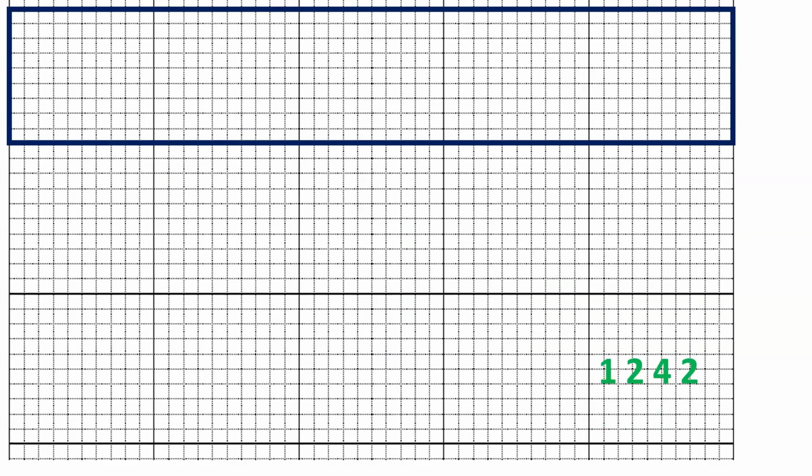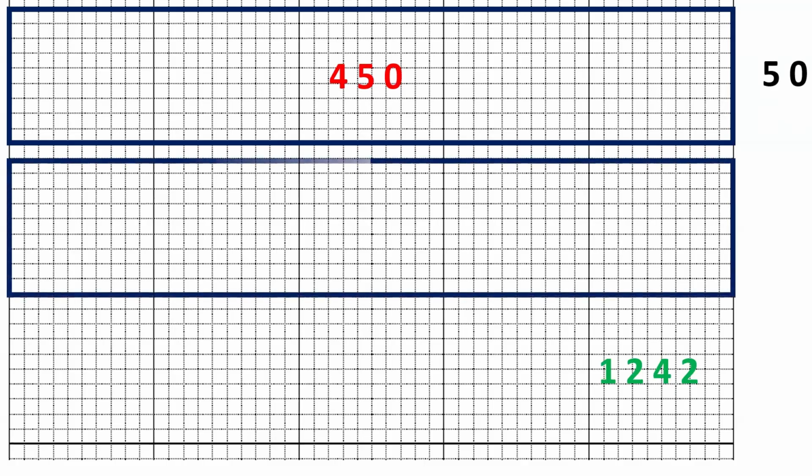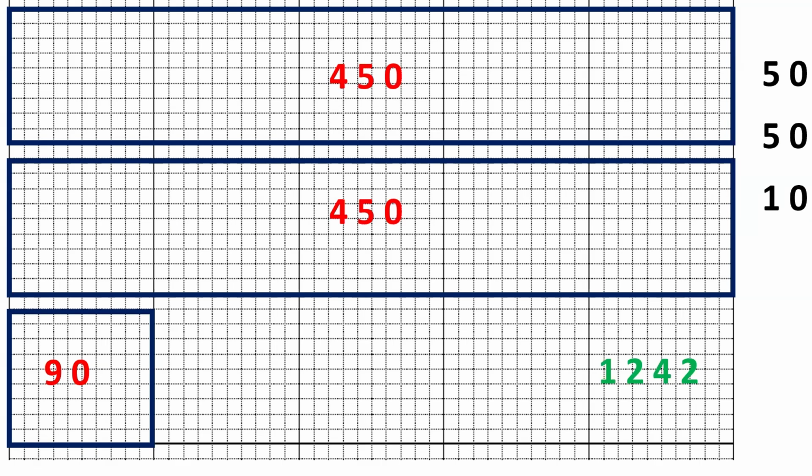So we have 1,242. It's the same question, right? And we're making it, we have 9 wide by 50. 9 by 50 is 450. And then we have another 450, which gives us 900. And we had 9 tens are 90. So that's 9. So the first case, we got 50 columns of 9. The second case, we got 50 columns of 9. Now we have how many columns of 9? 10 columns of 9. So that gives us 990.